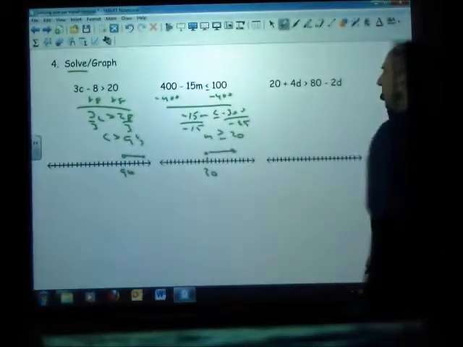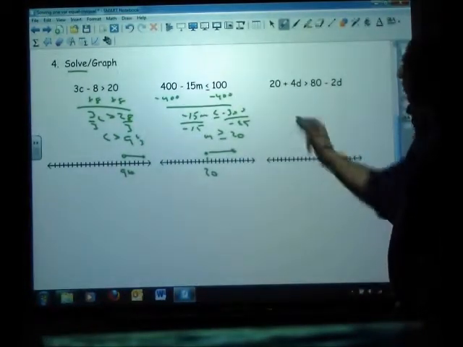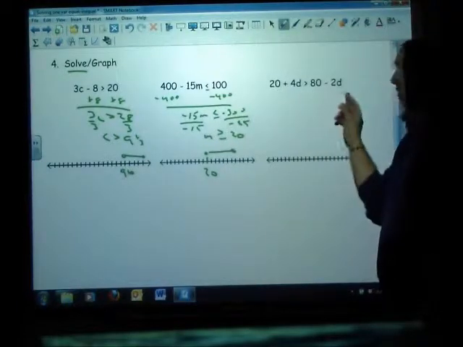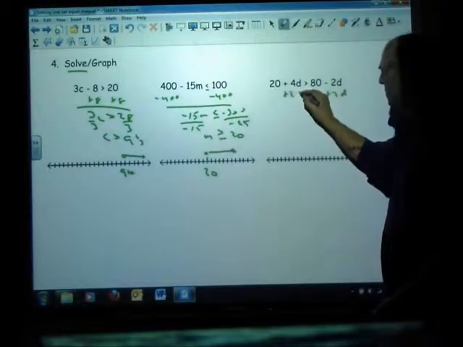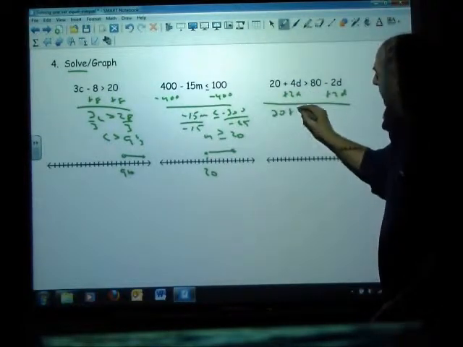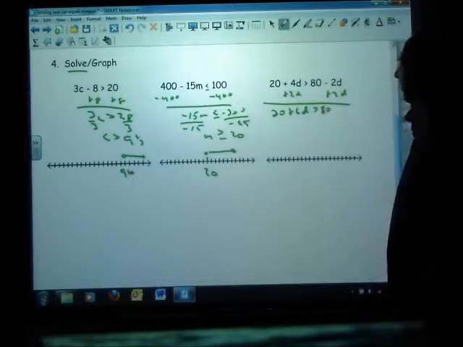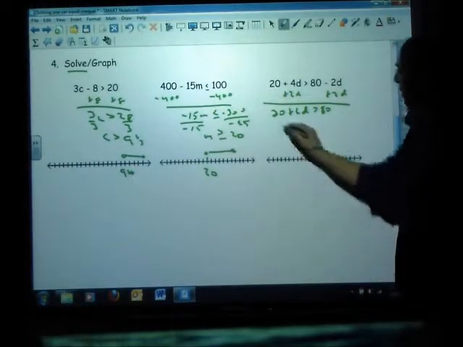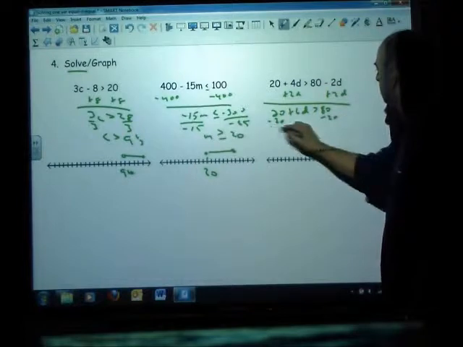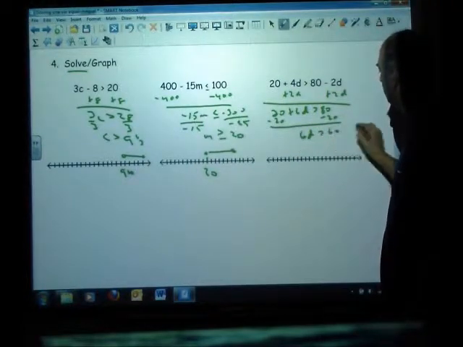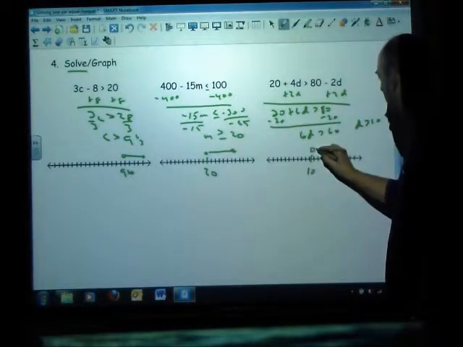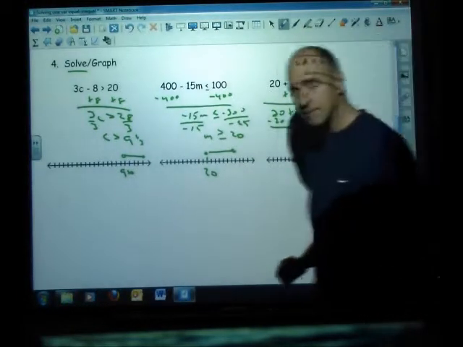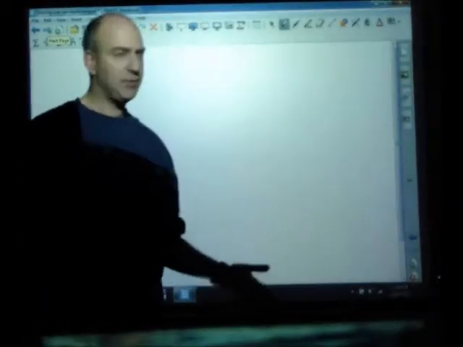Okay? Here's another example of an expression where I want to know when this is greater than this. Letters are on both sides, don't want that. Get the letters on the same side. And solving is solving. So I'm getting 20 plus 60 is greater than 80. I'm going to take away the 20. So 60 is greater than 6D. Looks like D is greater than 10. Okay? So I find 10, and I am greater than 10. Okay? So solving one variable inequalities, pretty simplistic.